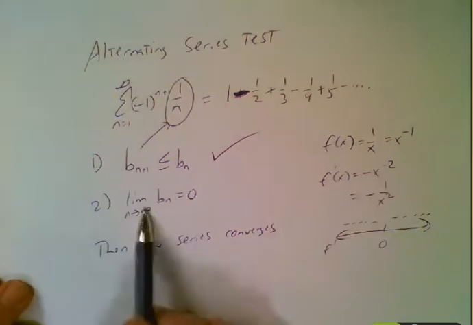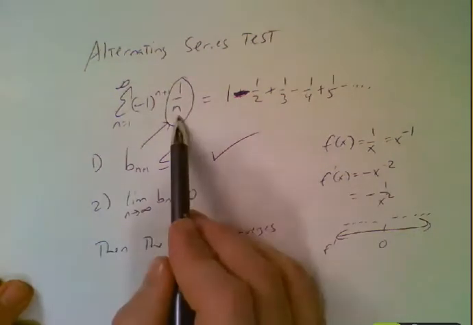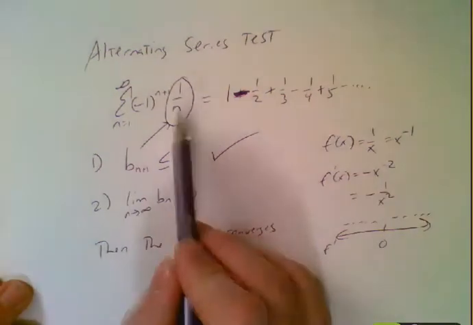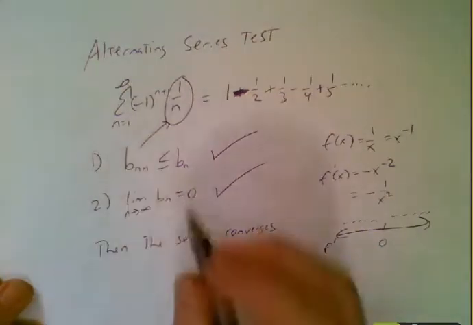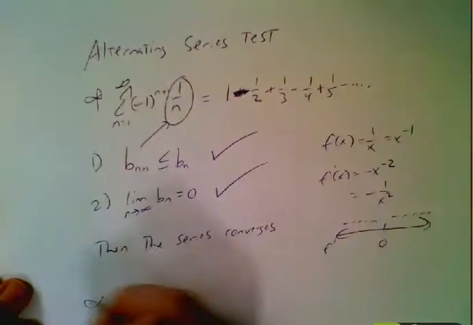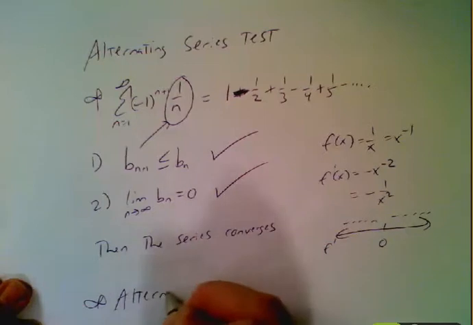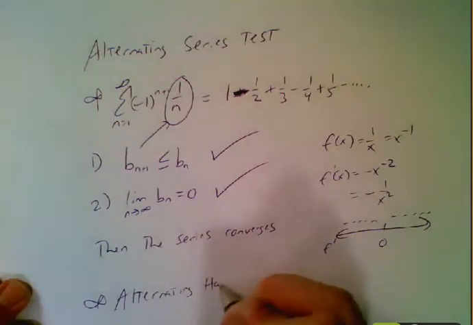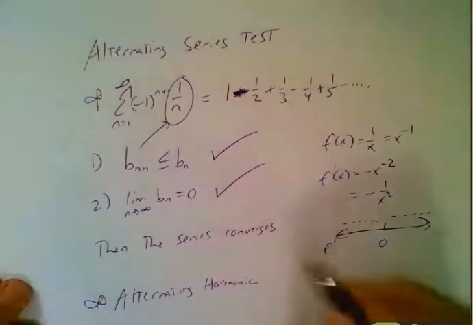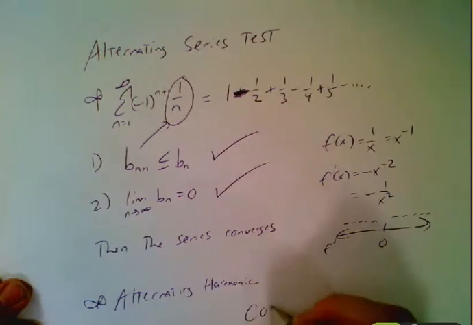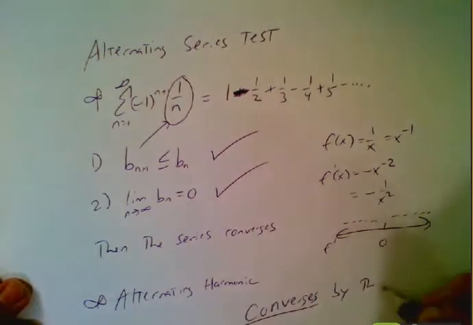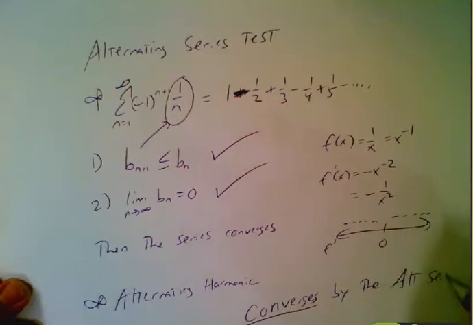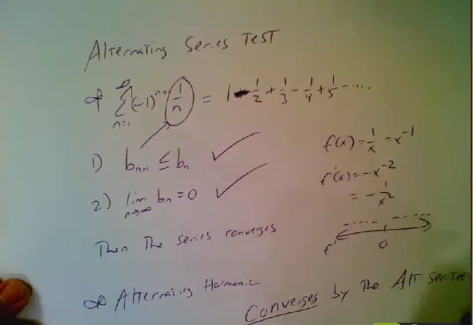How about the limit as n goes to infinity? Well, that's pretty obvious to tell. 1 over n, of course, as n goes to infinity is 0. Therefore, the alternating harmonic series actually converges. Sorry, converges by the alternating series test.